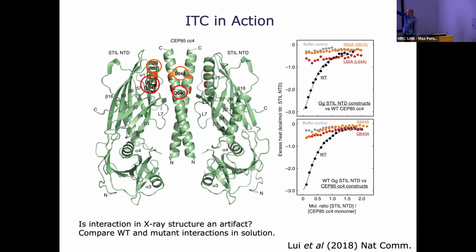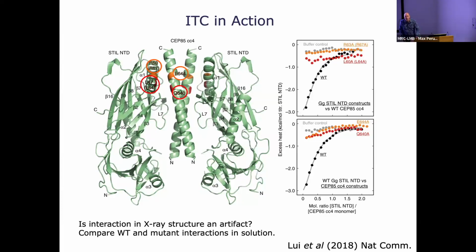So then what we did is they made mutations, and you can see across the interface here, in both the coil in the center and the globular domains. And at the top here, you can see in wild type you're getting nice heats, and gray is the buffer control. And then when you make mutations on one protein, that destroys the interaction completely. And then at the bottom here, when you make mutations on the other side of the interface, you destroy the interaction as well. So that showed that was proof.